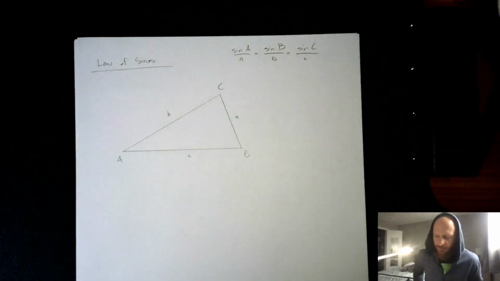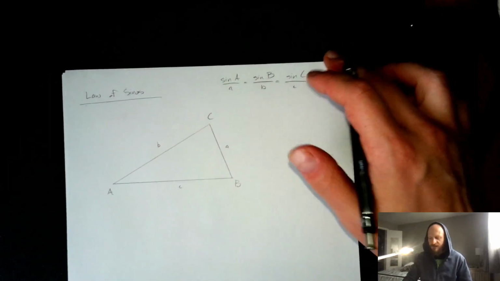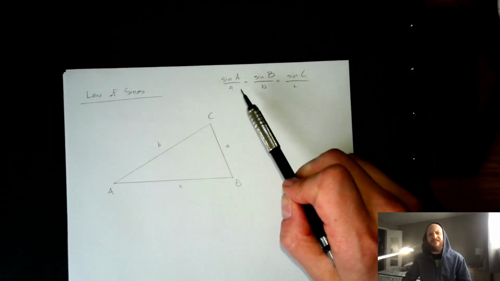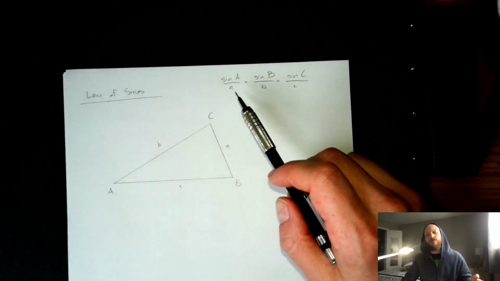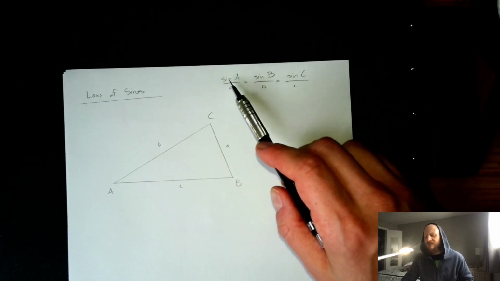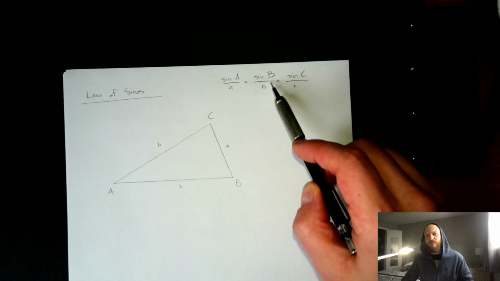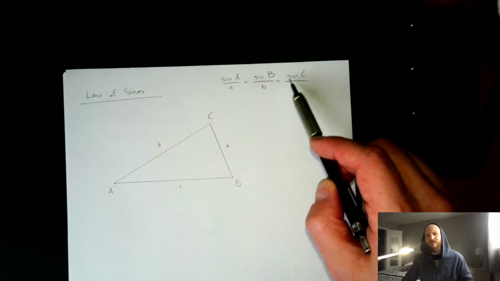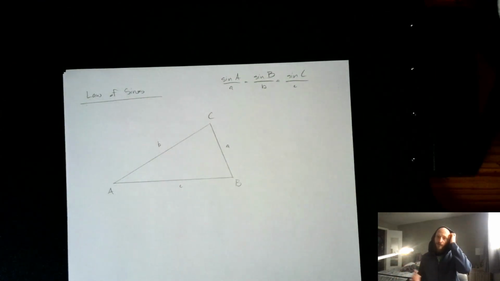Hey everybody, let's prove the law of sines. The law of sines is written right here, and it says that in any triangle, so it's no longer just right triangles that we're working with, any triangle, this relation holds: the sine of A divided by a is equal to the sine of B divided by b is equal to the sine of C over c. So this ratio, this relation holds in any triangle. It doesn't matter at all.